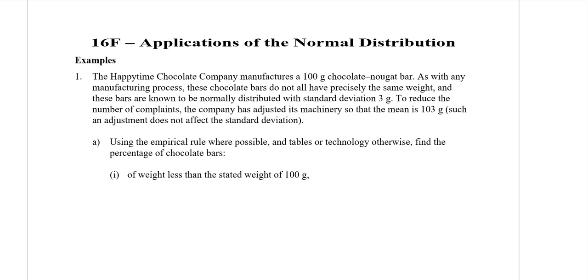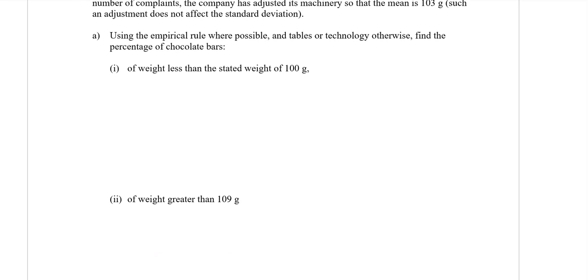Okay, they're making the weight a little bit higher so that people don't complain when their bars are on the light side, right? So, using the empirical rule where possible, and a table of values or technology, which means our calculators, find the percentage of chocolate bars that, part 1, have a weight of less than the stated weight of 100 grams.